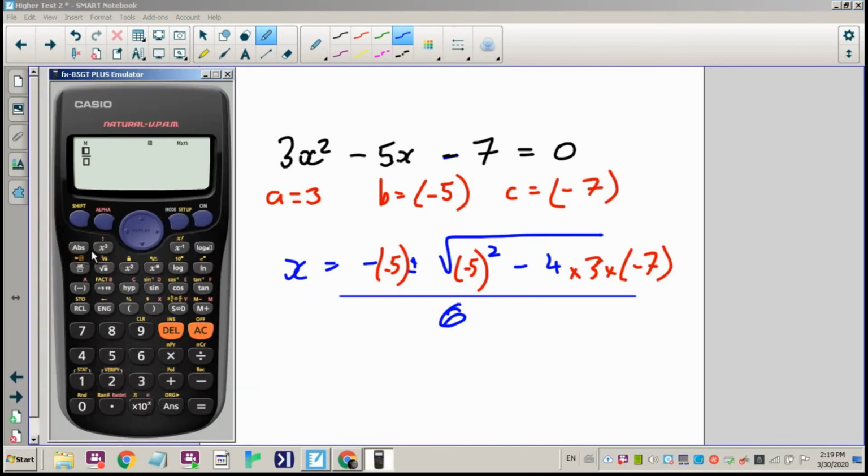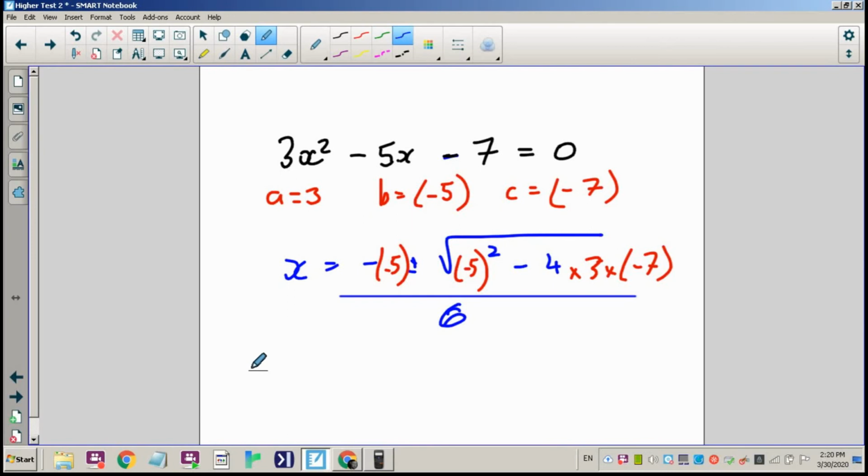Okay, let's check. So it's a big fraction, then it's minus 5 plus the square root of minus 5 all squared, take away 4 times 3 times brackets minus 7, close brackets, all over 6, equals. And then I think in the question paper you have to give it to 2 decimal places. So here you go, 2.57. Now I'm going to get rid of everything else. Do I make the 7 one bigger? No, I crossed out. I got rid of a 3 first. So it's 2.57.